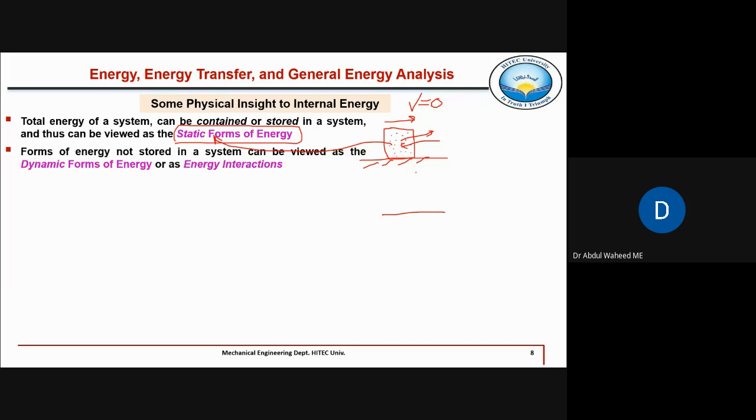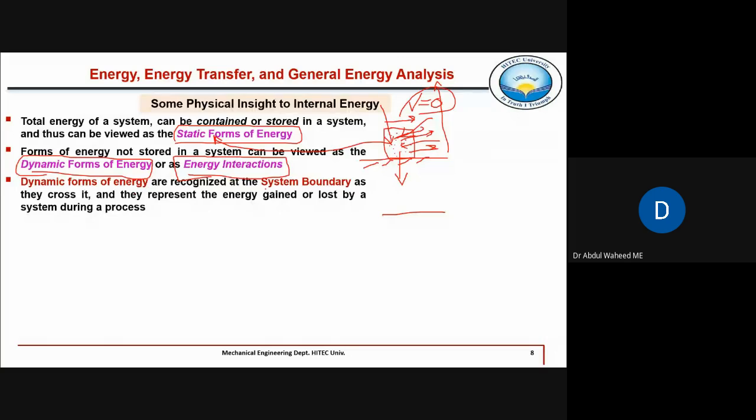But whenever this substance, for example, moves with a certain velocity, or it gains height, or its phase is changed, it means it is absorbing energy or releasing energy, because when it changes from solid to liquid, it would be absorbing energy. When it is changing from liquid to solid, it would be releasing energy. So now the energies are crossing the system boundary. So in that case, it is also known as dynamic forms of energies or energy interactions with the surroundings.